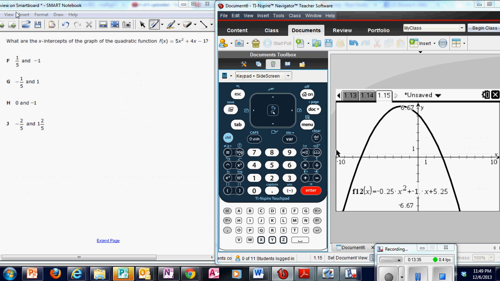What are the x-intercepts of the graph of the quadratic function f of x equals 5x squared plus 4x minus 1?